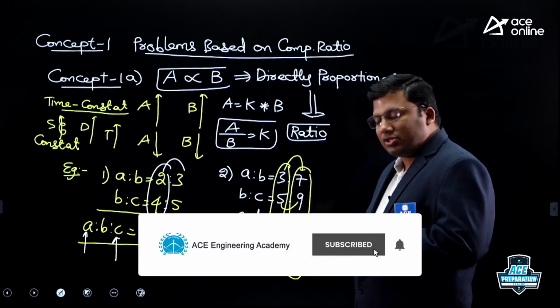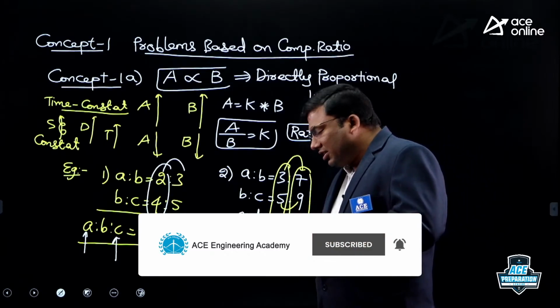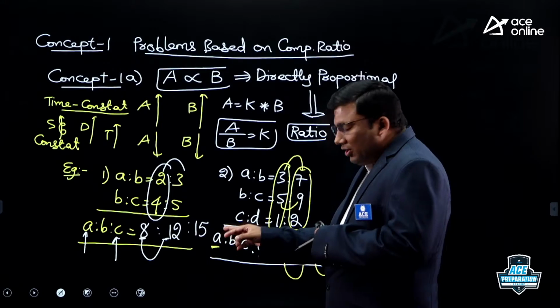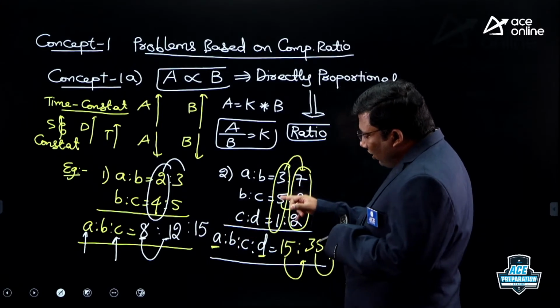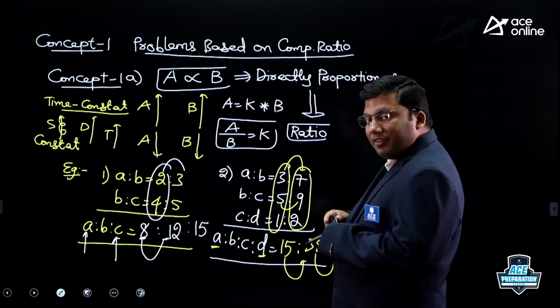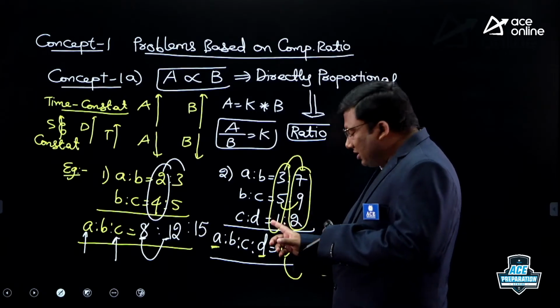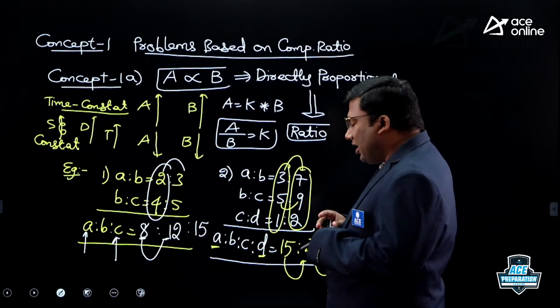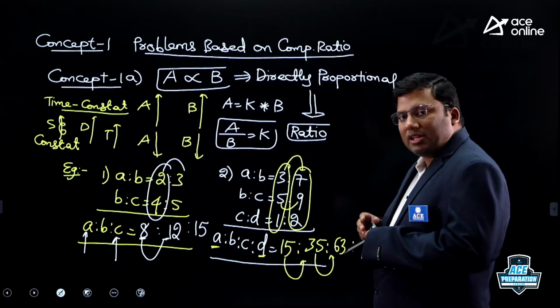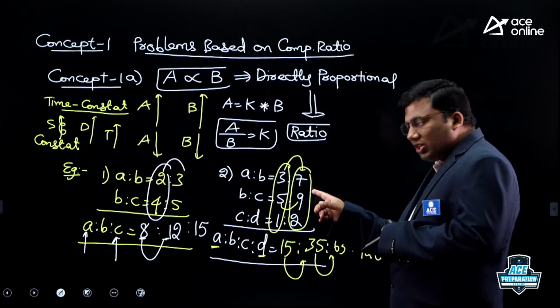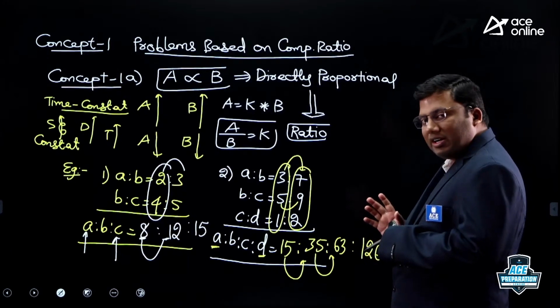A is to B is to C is to D. Originally, what is the first value? A. To get the value of the first value, multiply all the first. 3 5s are 15, 15 1s are 15. What is the last variable? D. To get the last variable, multiply all the last variables. 7 9s are 63, 63 2s are 126.